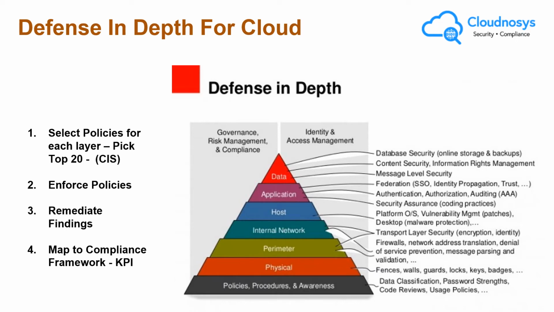I'll just highlight here with the highlighter, right here. This is talking about, instead of boiling the ocean, what if we just took 20 policies for each layer, and not only for each layer, but also for each service within that layer, and just make sure that we enforce it? And after we enforce it, we can have a lot of findings. Then from that, we prioritize based on a risk rating model and remediate, and ideally map that to a compliance framework as well.